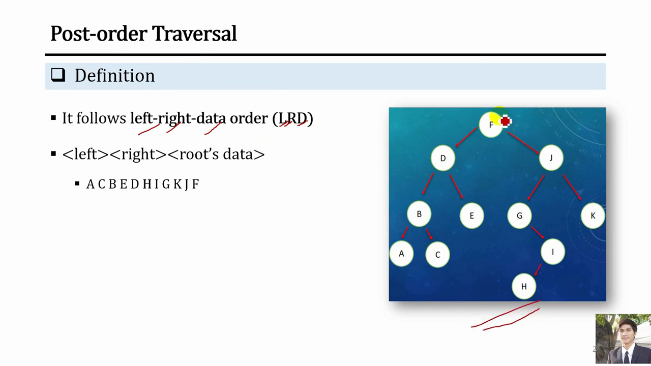So if we focus on this tree, we see that the root is F, right? Based on our rule, we go left subtree, right subtree, and our data on the root. So it means that we must recurse left. Okay, left here.